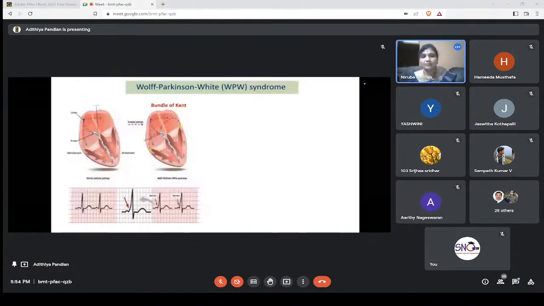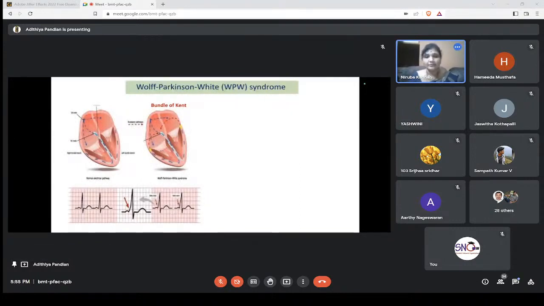Okay, what is Wolff-Parkinson-White? There will be an aberrant bundle. The impulse is always carried from the SA node to the AV node. Apart from that, there is one more tissue, called the bundle of Kent, which is doing the extra work. You can see there is a violet, maroon colored line, which is also carrying the impulse to the AV node. In that condition, what happens?